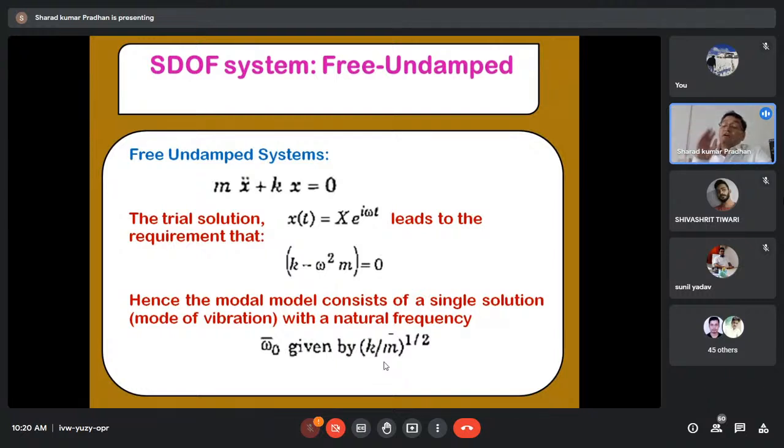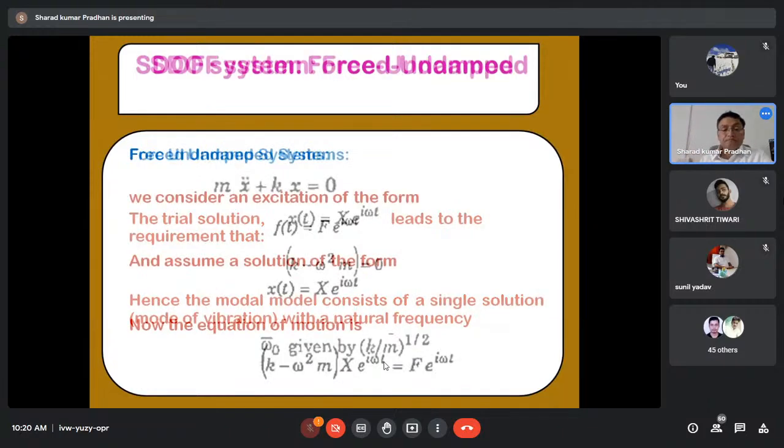If it is multi-degree of freedom, 5, 6, 10,000, 1 lakh, it will have that many frequencies. And then mode shapes also, because a mode shape is a vector. So related to each natural frequency, you are going to get a mode shape. If it is a single degree of freedom, 1 natural frequency and 1 mode shape vector. If it is 2 degrees of freedom, 2 frequencies and 2 different mode shape vectors, one related to omega 1, another related to omega 2.